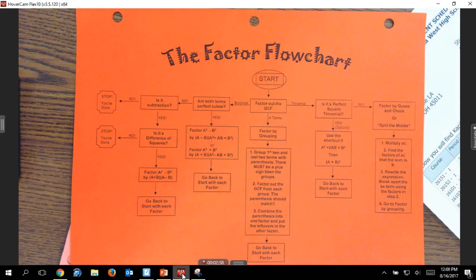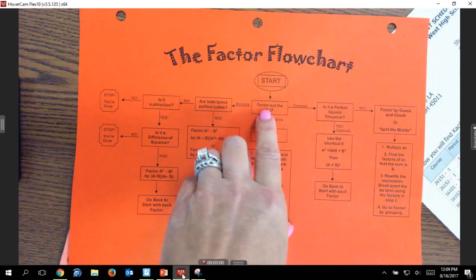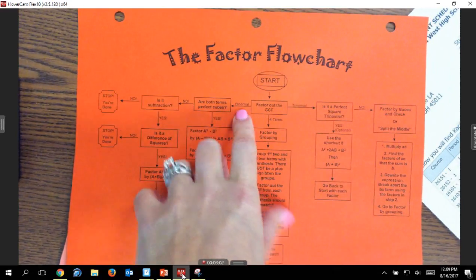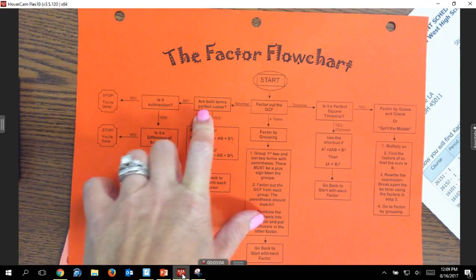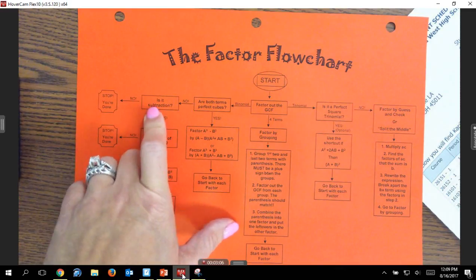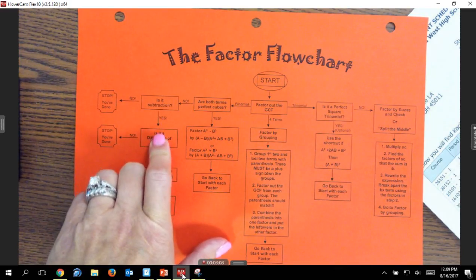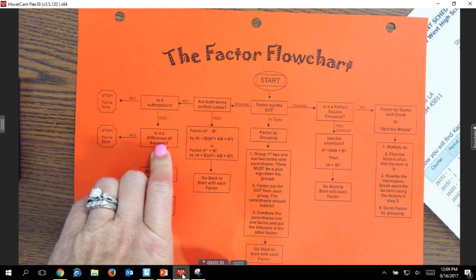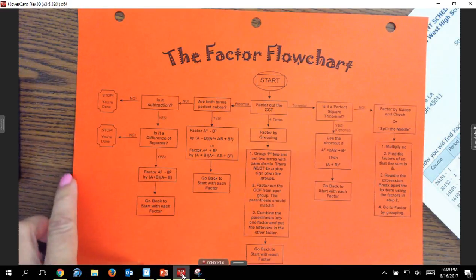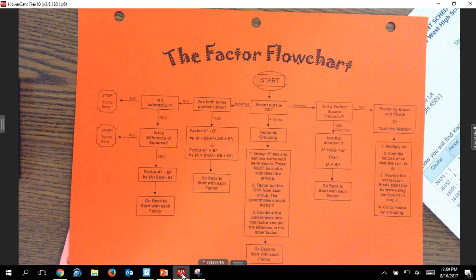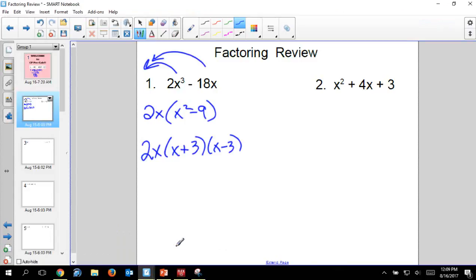So we're going to go back with x minus 3. Same thing, just the x minus 3. There's no GCF. It's a binomial, not perfect cubes. X minus 3 is subtraction. So go down here. Is it a difference of squares? Is x a perfect square? No. So then if it's no, then stop, you're done. So you need to make sure that you're done before you know that you're done factoring.